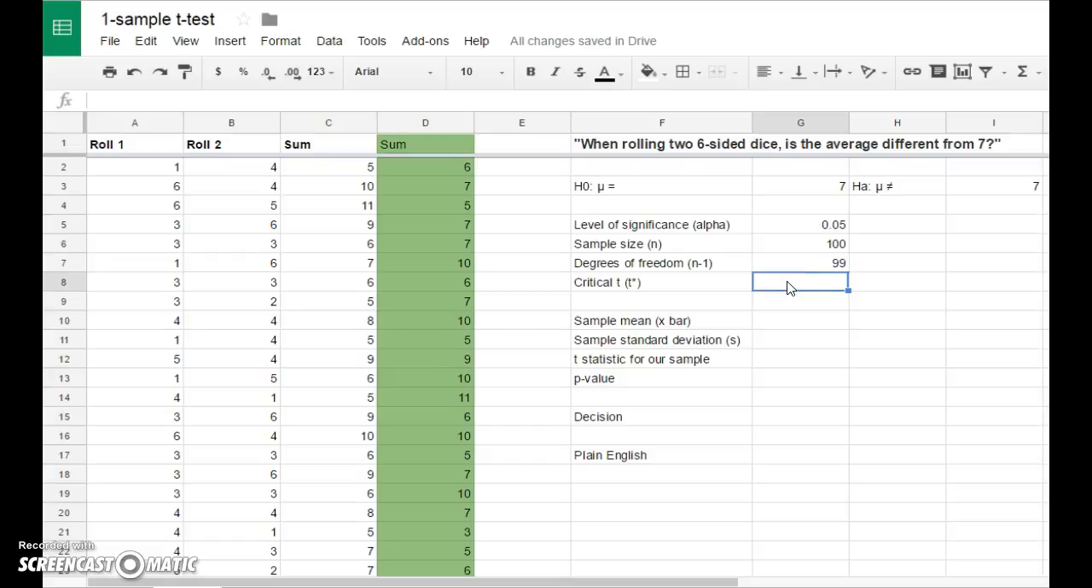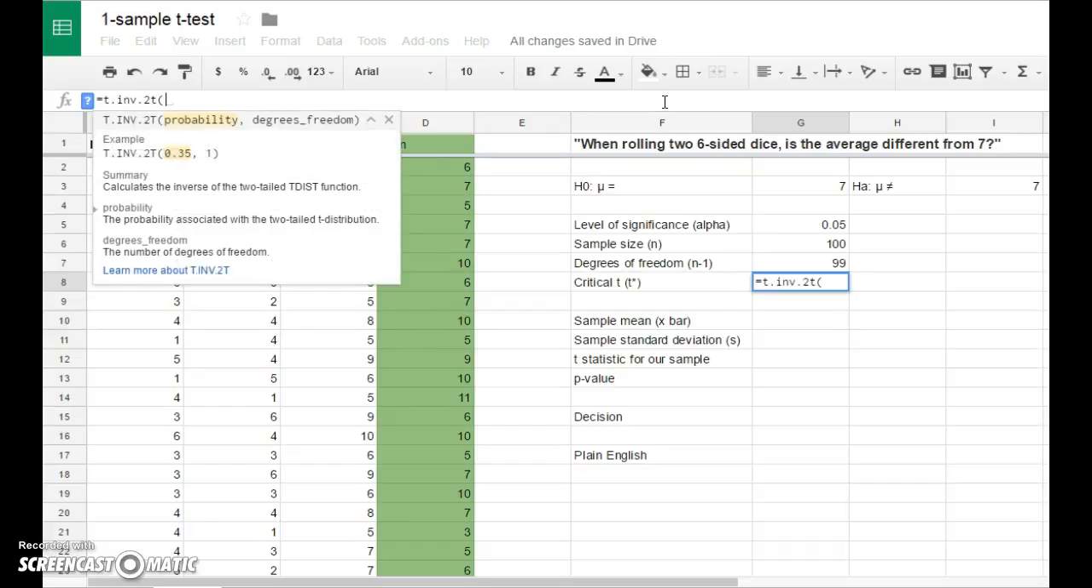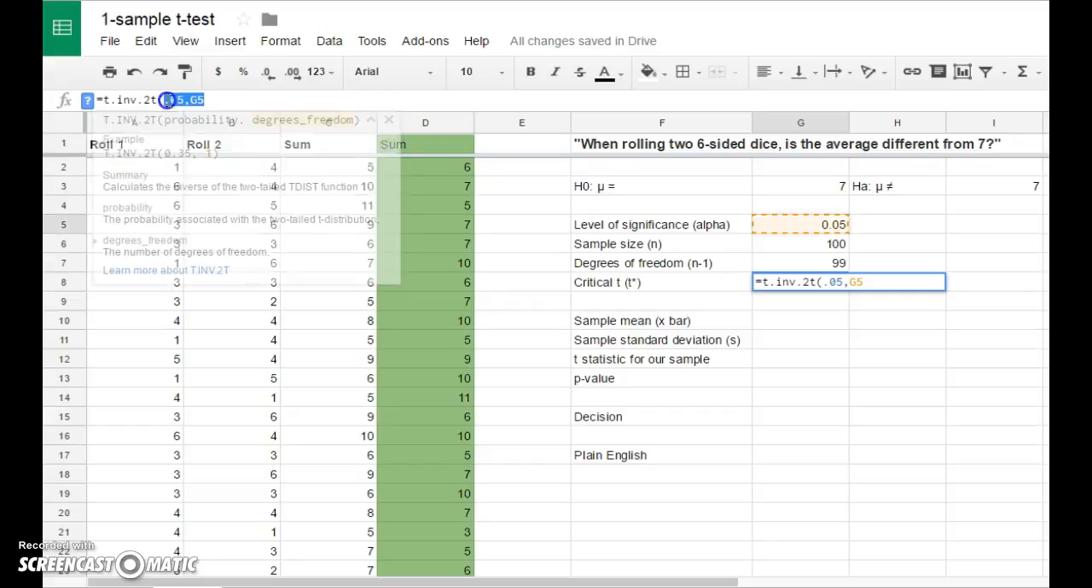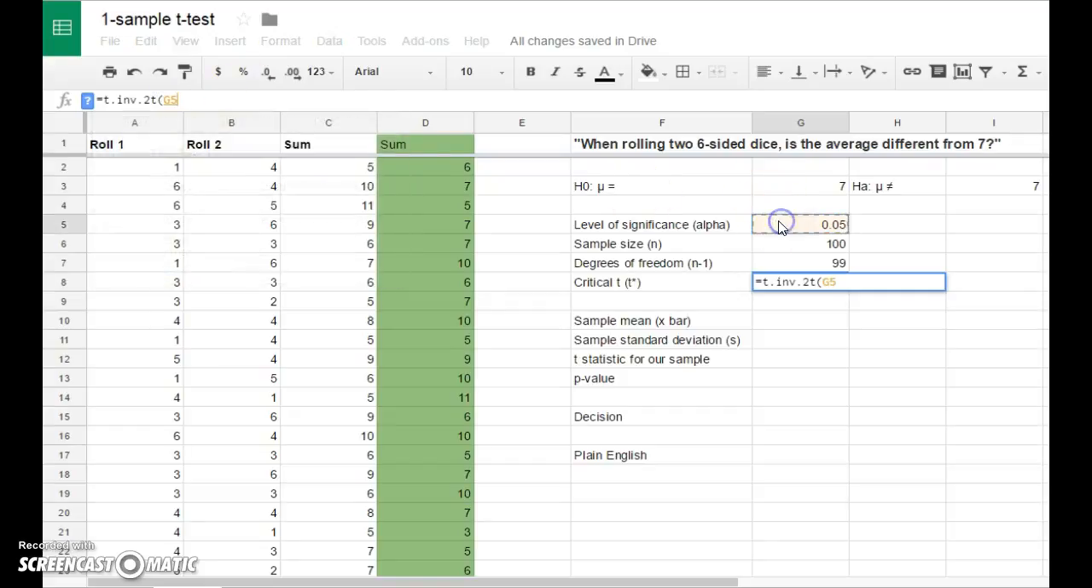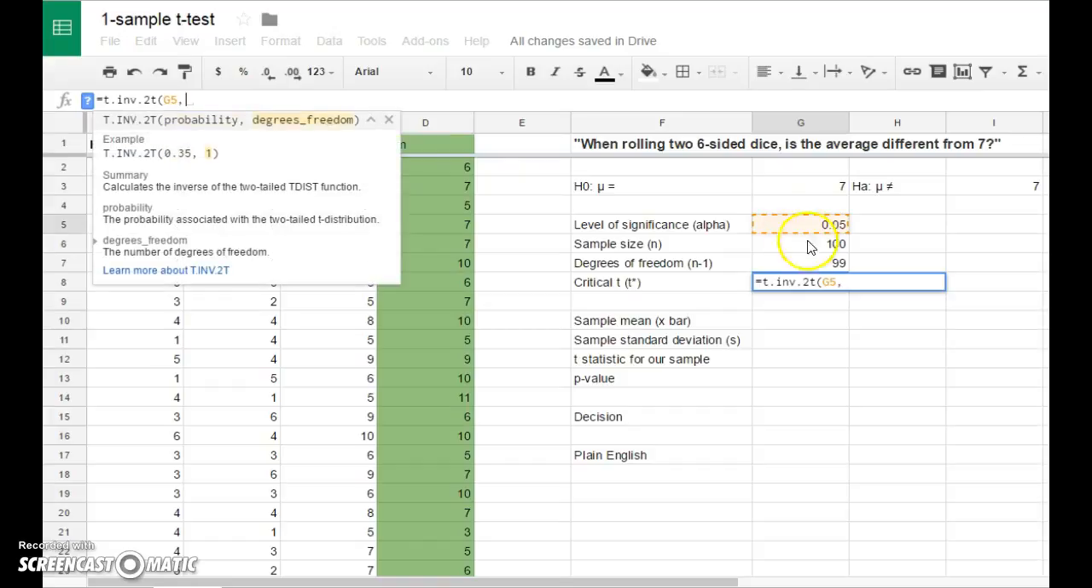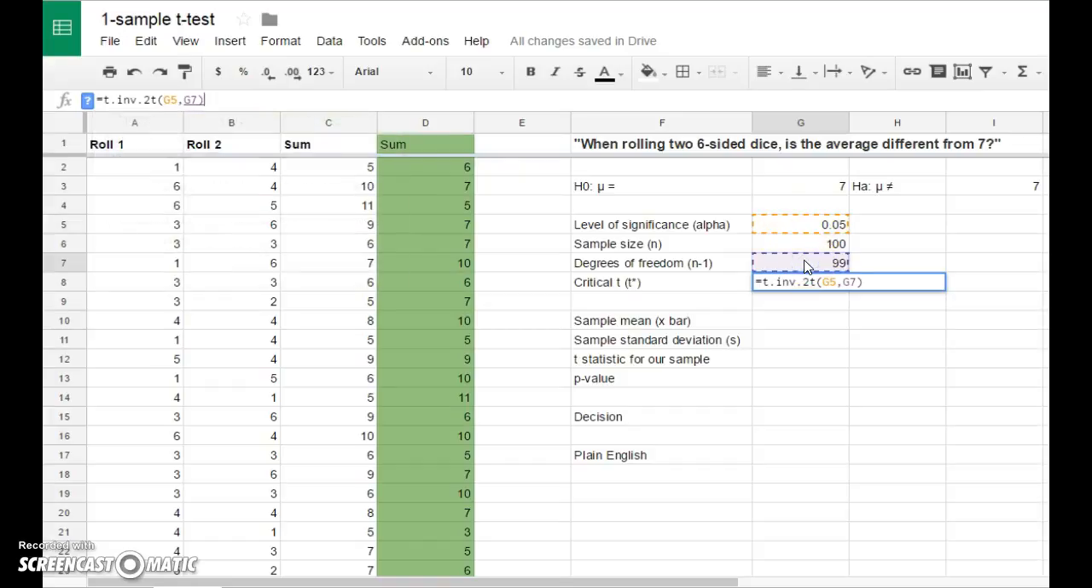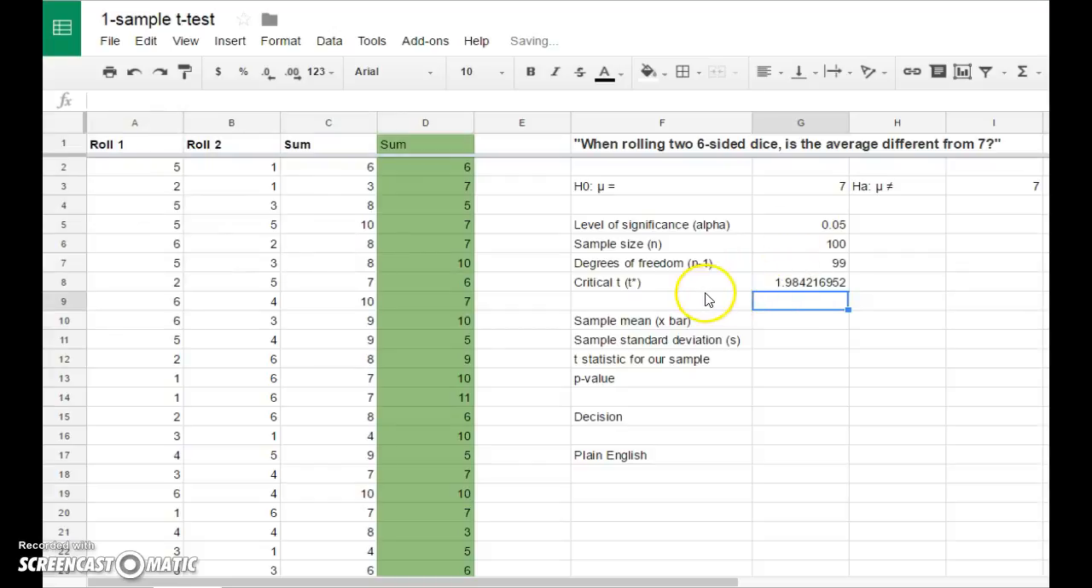This is what I'm going to need to reach in order to reject the null. It's my target, if you will. I can get that with a formula T.INV.2T, because I want a two-tailed t-test. Probability, this is the alpha value, and my degrees of freedom will come from right here, and this will give me my critical t, or t star. And let's take a look just to confirm that on the table that we typically use.